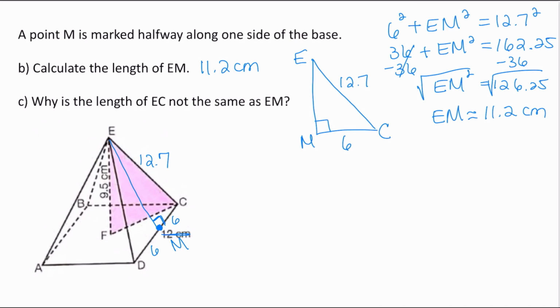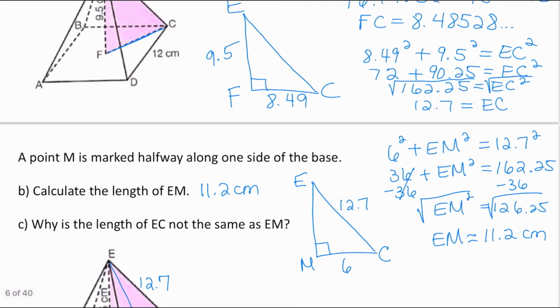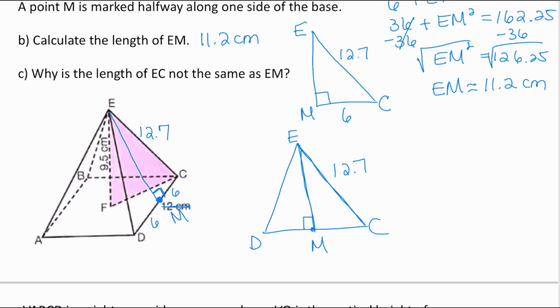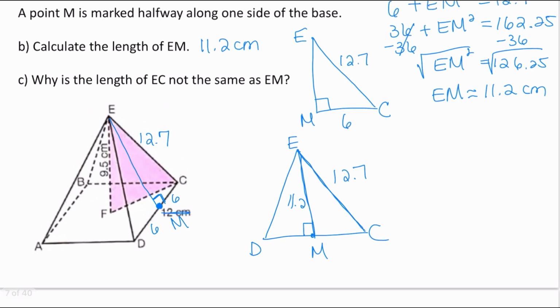It says, why is the length of EC not the same as EM? Well, if you remember, EC we found to be 12.7. And, oh yes, it's right here in the diagram. And EM we just found to be 11.2. Do realize that in my triangle, they don't represent exactly the same thing. So basically, you're looking at this triangle where EC is one of the edges right here, 12.7. And if this is M right here in the middle, this is D, then EM serves as the slant height, the height of that triangle right there. So obviously it has to be less than 12.7, which is the hypotenuse of that right triangle when I'm looking at this as two right triangles. So they're not going to be the same. One of them is the edge, the other one is the slant height.